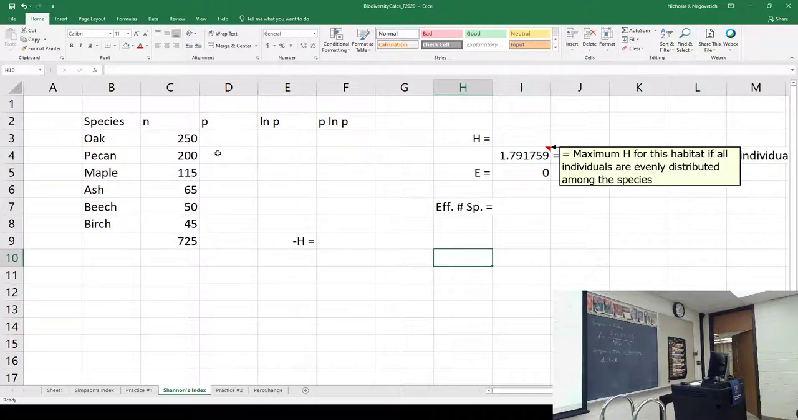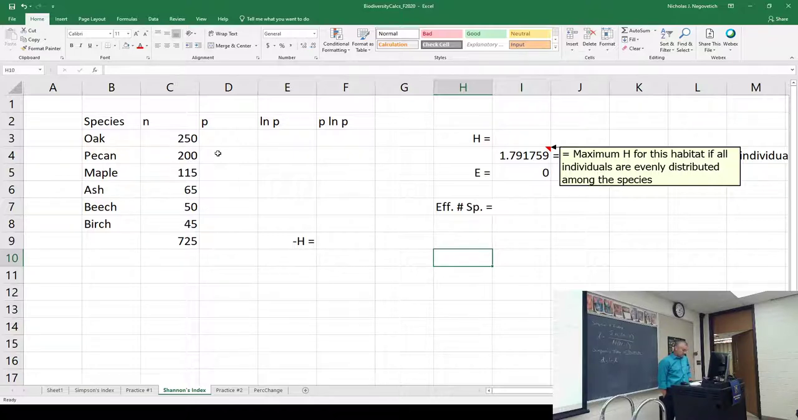So when you add up the sum, you get a negative value. We don't really want to work with negatives, so we'll cancel them out to get to a positive value. All right, so let's go through how to do this. Here's our practice table. This time we have oak trees.